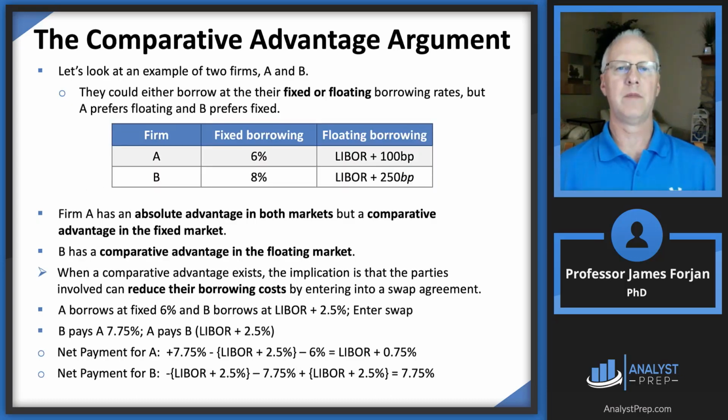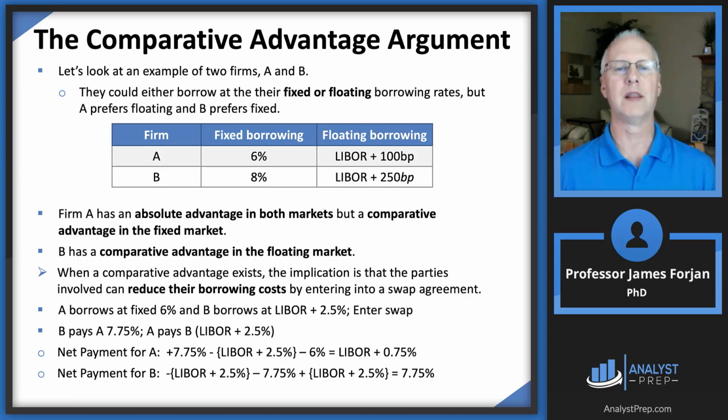Let's go ahead and spend a minute talking about comparative advantages. All right, so suppose we have 2 firms, A and B. Both of these companies have found positive net present value projects, and so they need to fund these positive net present value projects. They could issue a bond either in the fixed market or in the floating market.